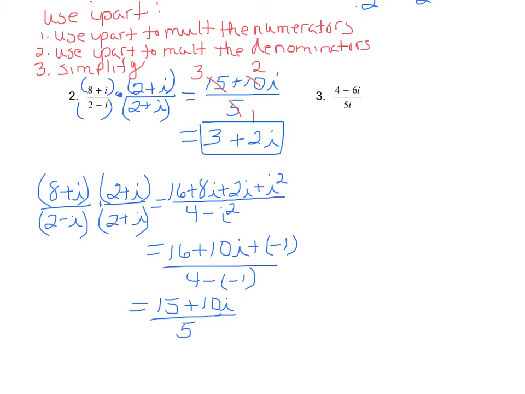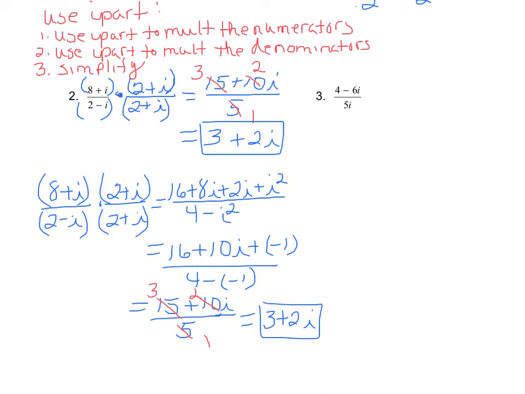If I reduce everybody by 5, I get 1 here. 5 goes into 15 3 times, into 10 2 times. I end up with the exact same answer of 3 plus 2i. So you can do it without the calculator, it's just that the calculator is a lot easier. All right, with that being said, let's go on to number 3.